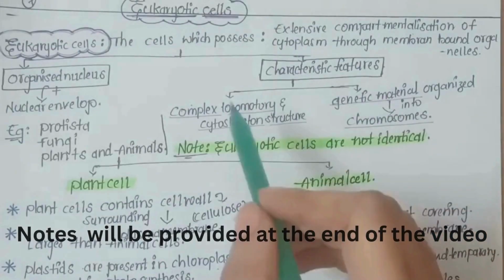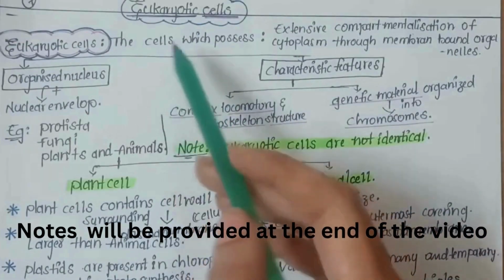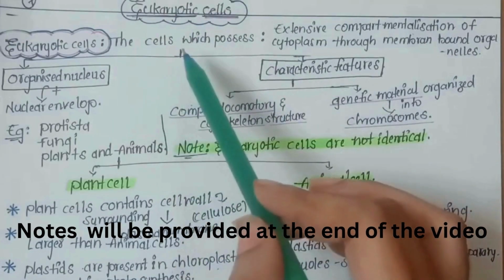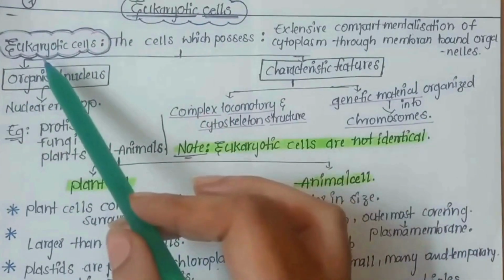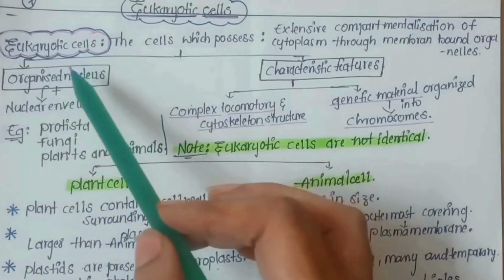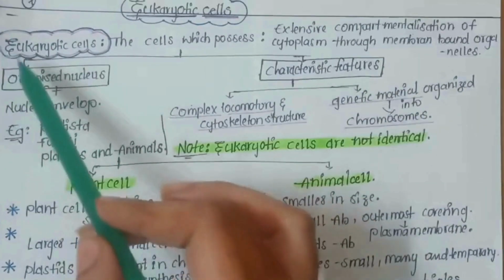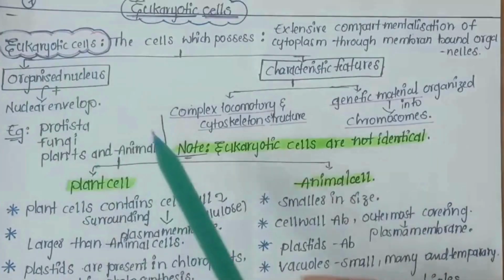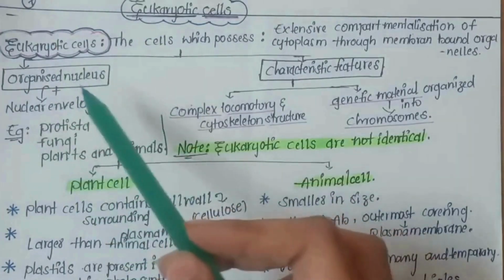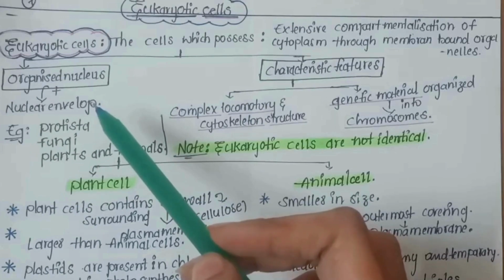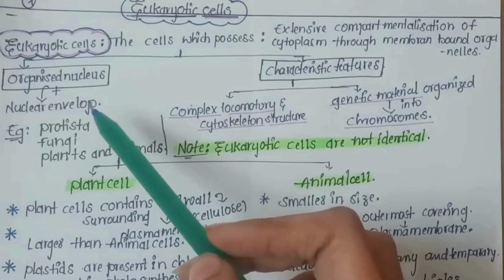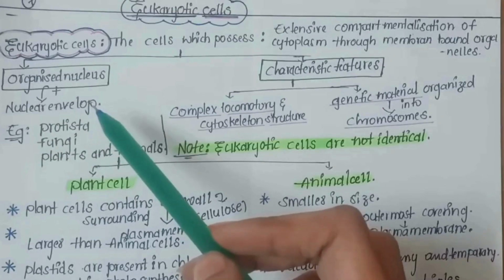Hello everyone, as we already covered the prokaryotic cell, here we are going to cover the eukaryotic cell in detail. Coming to the etymology of the eukaryotic cell, it is a Greek word where eu means true, karyon means nucleus, so it contains a true nucleus and membrane-bound organelles like endoplasmic reticulum, mitochondria, vacuole, lysosomes, Golgi apparatus, etc.